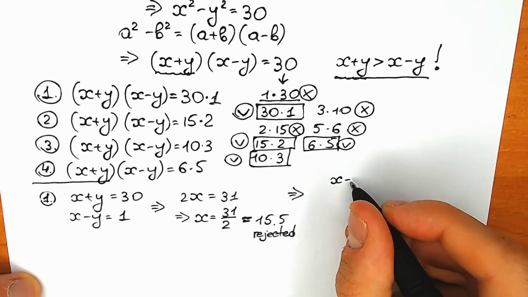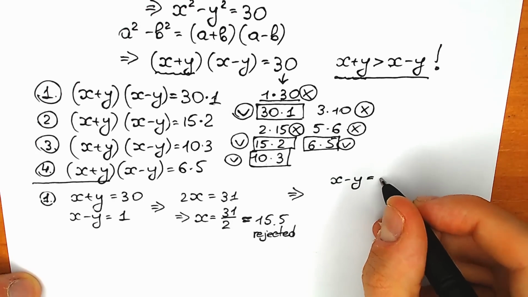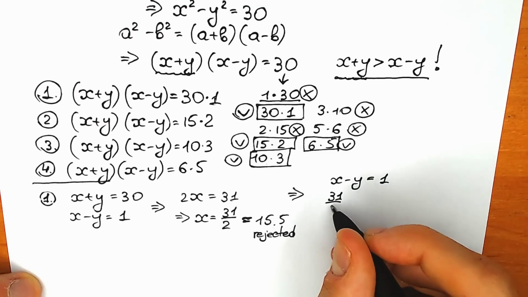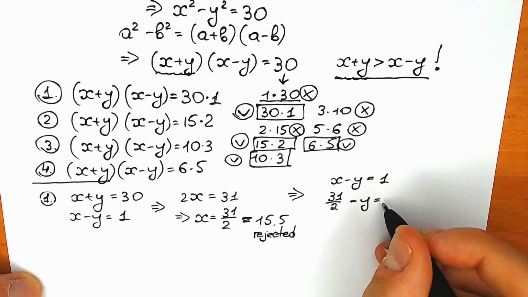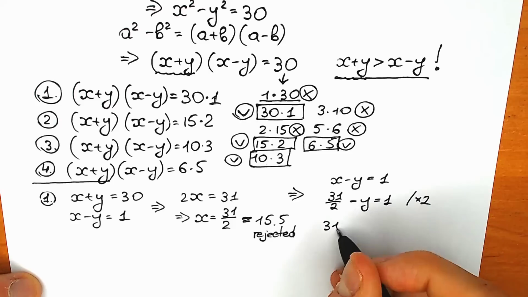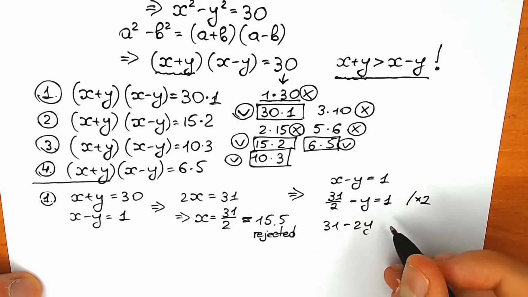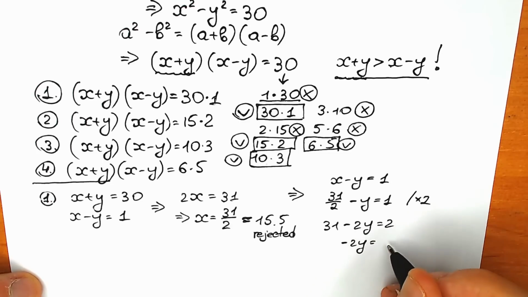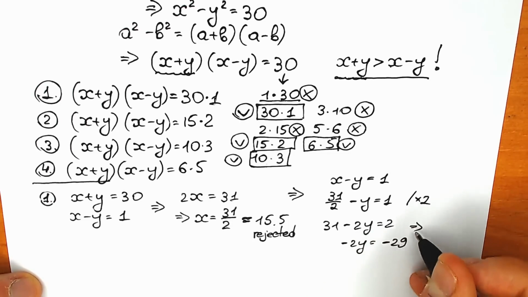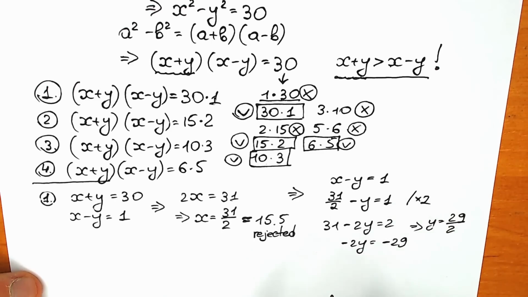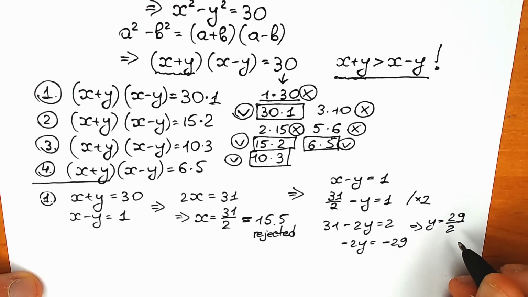So our x minus y equal to 1. Right here, let's plug in our 31 over 2. So we have 31 over 2 minus y equal to 1. Let's multiply both sides by 2. As a result, we have 31 minus 2y equal to 2, so minus 2y equal to minus 29. And from here, our y equal to 29 over 2. So both x and y are non-natural, so we are not interested in this. We also reject this y.